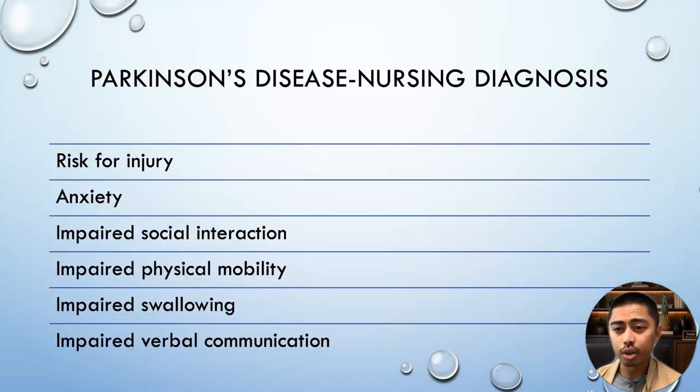Now, here are the nursing diagnoses. So risk for injury because of their shuffling gait, rigidity, postural instability. They'll have anxiety due to the masked facial expression and slowed speech. They'll also have impaired social interaction due to the decrease in facial expression and communication, impaired physical mobility because of bradykinesia and rigidity, and they'll also have impaired swallowing, which is due to the weak tongue and throat control. This will increase their risk for aspiration. They'll also have impaired verbal communication, which is the low volume, monotone, delayed speech.